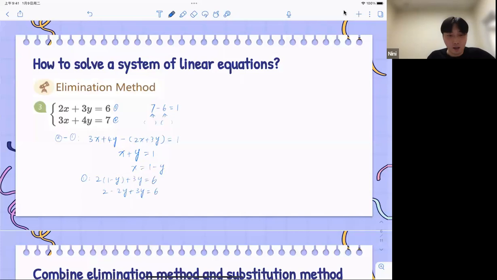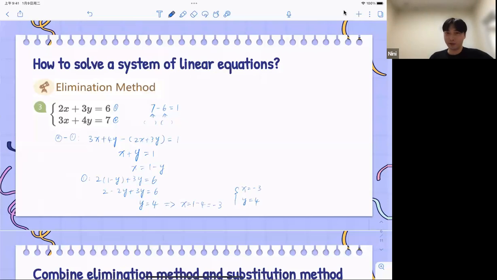Okay, and let me try to calculate it. So y should be equal to 4. Okay, so then if y is equal to 4, we can put it into x. So x should be equal to 1 minus y, which is 1 minus 4, which is equal to minus 3. Okay, so we can directly write it down in this form.